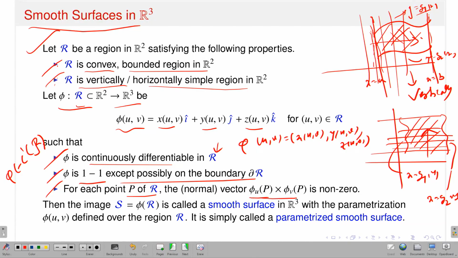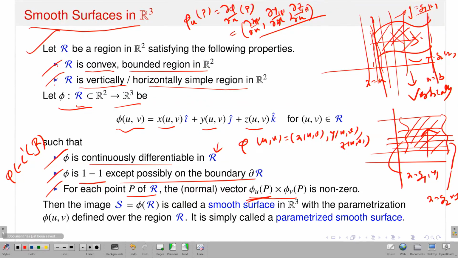Now, what is this phi_u and phi_v? If you remember, these are notations, right? Phi_u means del phi del u at the point P. And what is del phi del u? It is nothing but this component: del x del u, del y del u, and del z del u. So this is a vector at P. That means phi_u is (del x del u at P, del y del u at P, del z del u at P). So this is a vector.